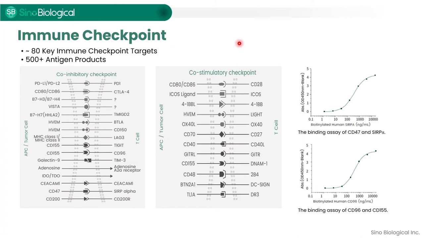Reagents for immunotherapy are one of our important product series. We have a very comprehensive offering that covers most of the major immune checkpoint pathways and families. That is the B7 family, the TNF family, and certainly the PD-1, PD-L1 pathway. It really covers about 80 key immune checkpoints and nearly 500 proteins corresponding to these targets, and about 700 antibodies binding to these targets.